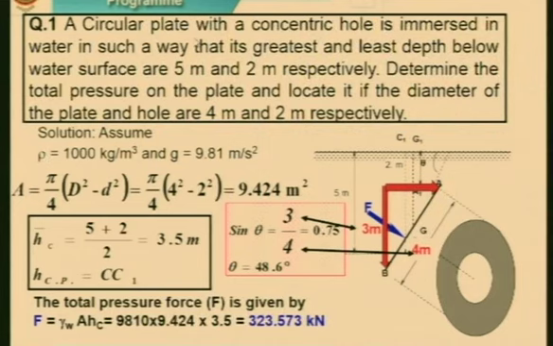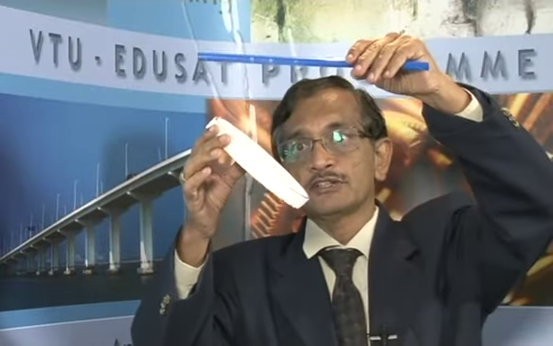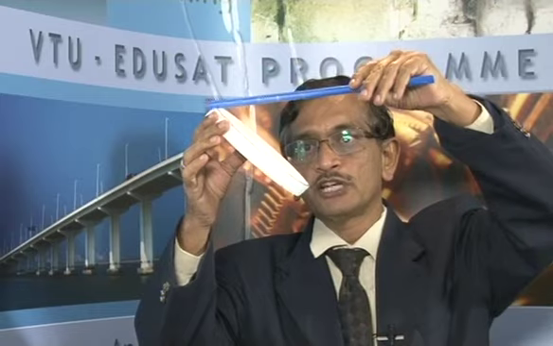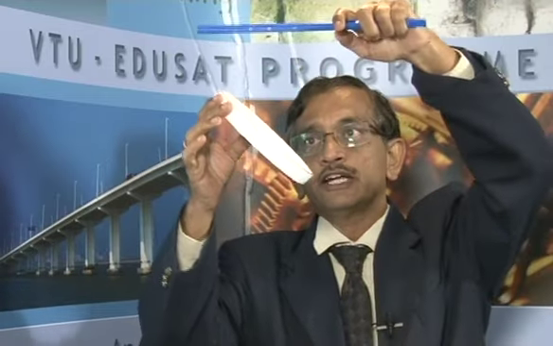A circular plate with a concentric hole is immersed in water in such a way that its greatest and least depth below the water surface are 5 meter, which you can see here, and 2 meter respectively. The upper edge is 2 meter. It means if you say this is the plate and it's something like this, this value is 2 meter and from here to here it's 5 meter. Is it okay? Have you understood this?